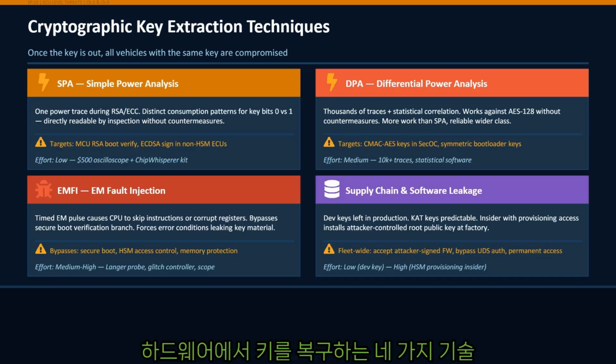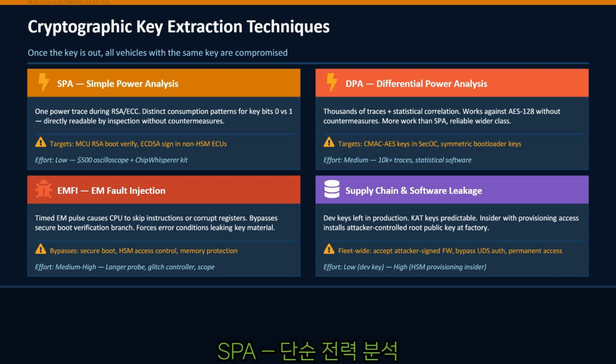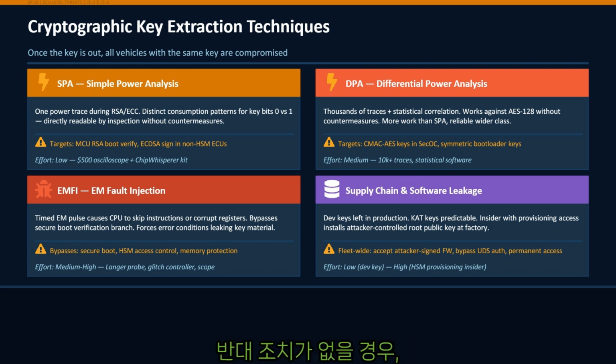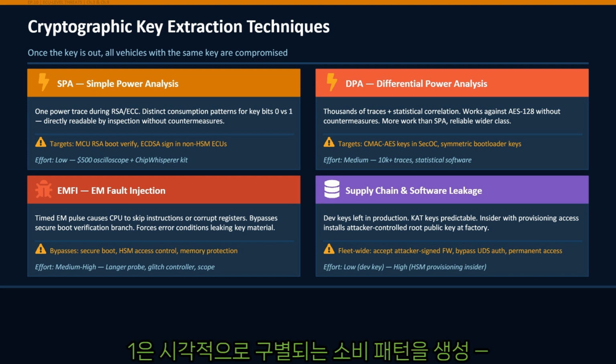4 techniques to recover keys from hardware. SPA, simple power analysis: 1 power trace during an RSA or ECC operation. Without countermeasures, key bits 0 and 1 produce visually distinct consumption patterns, directly readable.